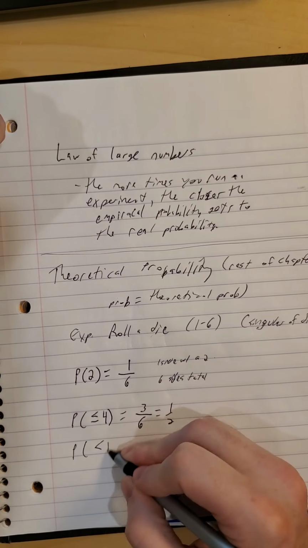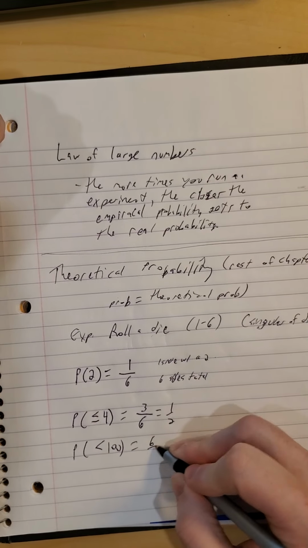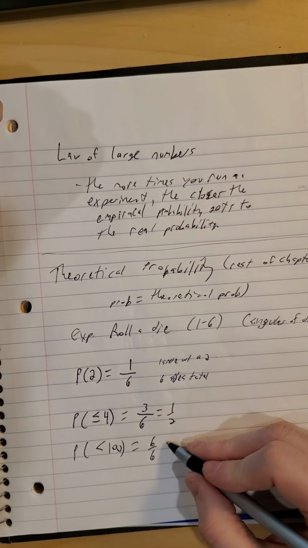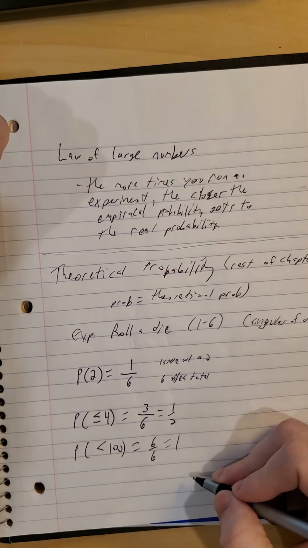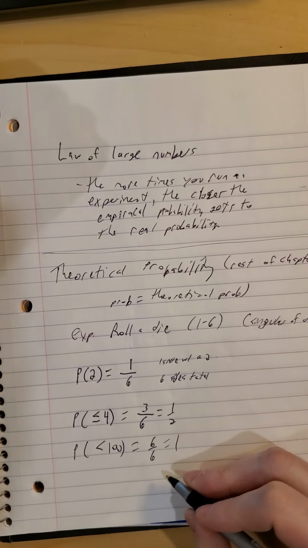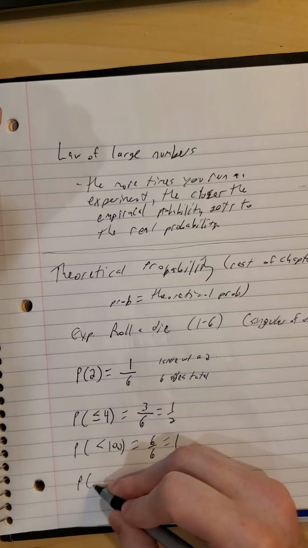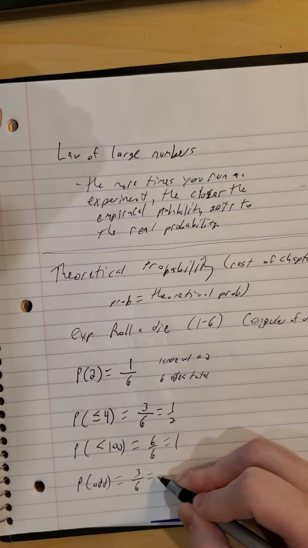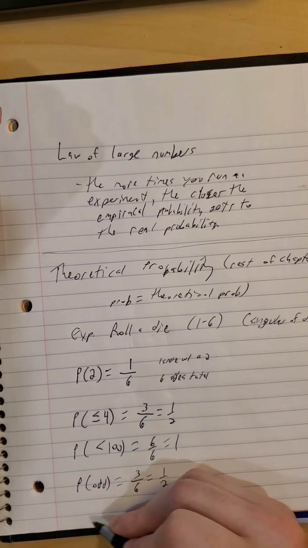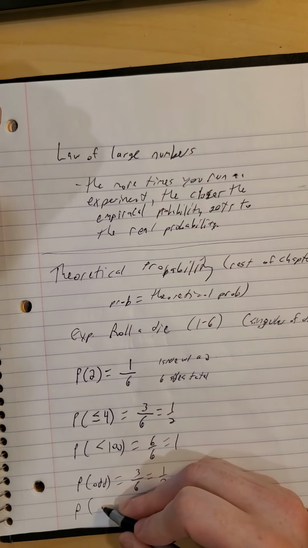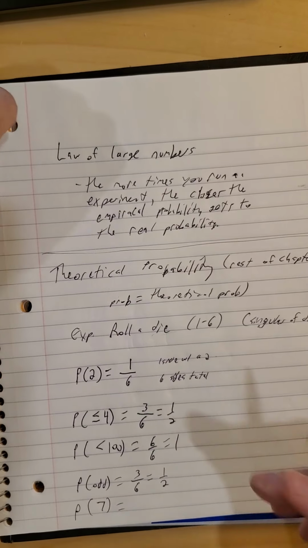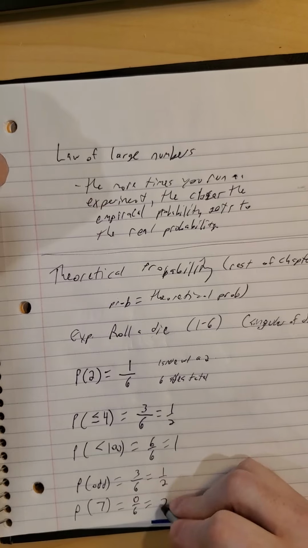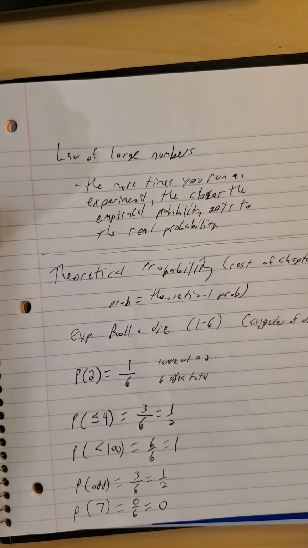Probability that my roll is less than 100: 6 out of 6. Every single side of a die is less than 100. That's an event that will happen all the time. I could ask for the probability of rolling an odd. There are 3 odds out of 6 sides. Probability of rolling a 7. If I'm rolling only a single die, I only have 1 to 6 to choose from, so 0 out of 6, which is 0, the minimum probability.